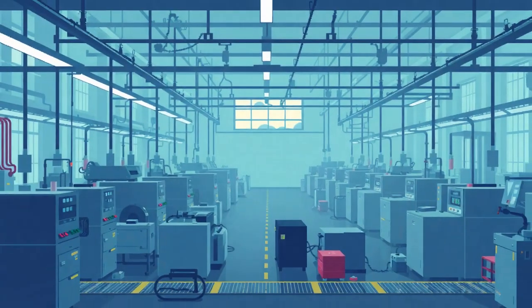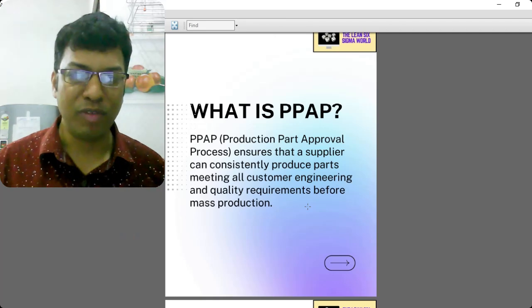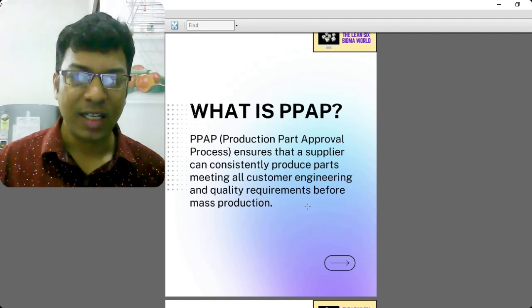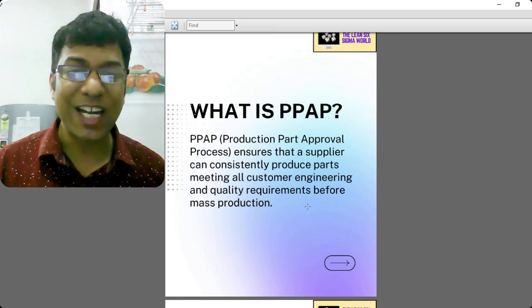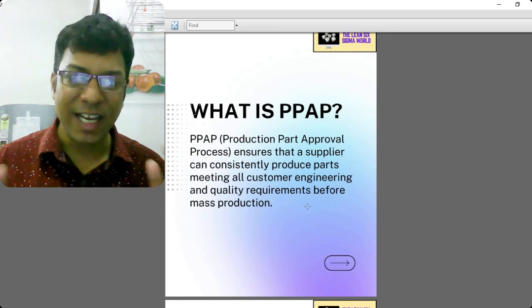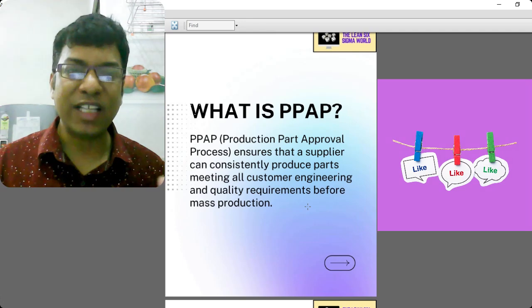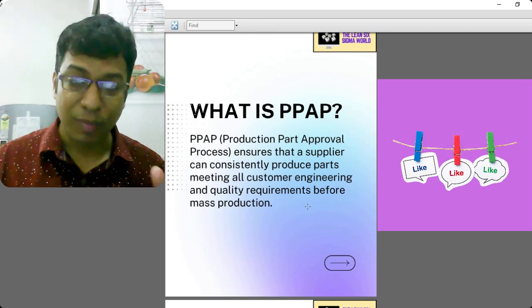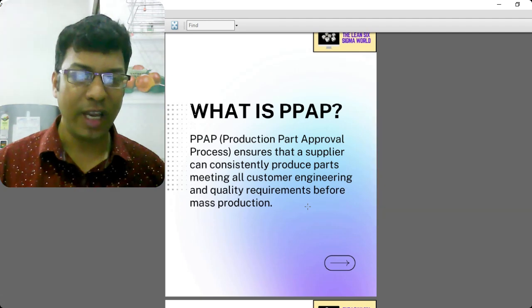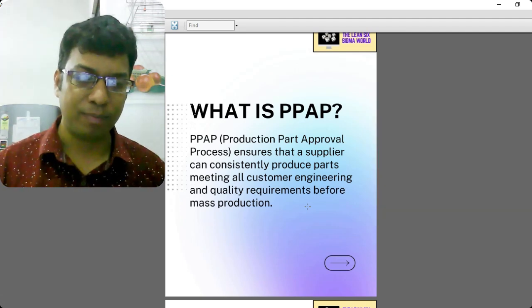So PPAP is required before the start of the mass production. Before the supplier starts the mass production, the supplier has to fulfill some criteria based on which you can say that yes, the supplier is capable enough of meeting the requirements of the customer. So the supplier can start the mass production. Okay, so that is the fundamentals of PPAP.